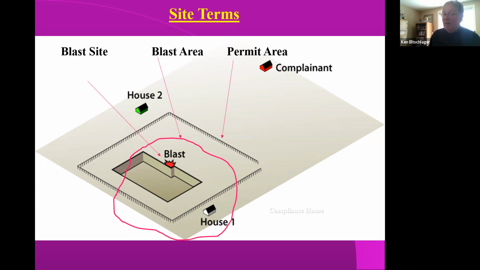If they agree to leave, maybe it works, but they have no obligation to do that. So it's a risky thing. So really blasters need to be concerned with designing blasts in such a way that any of the adverse impacts are limited to the mine site. Okay, so a very important concept to understand.